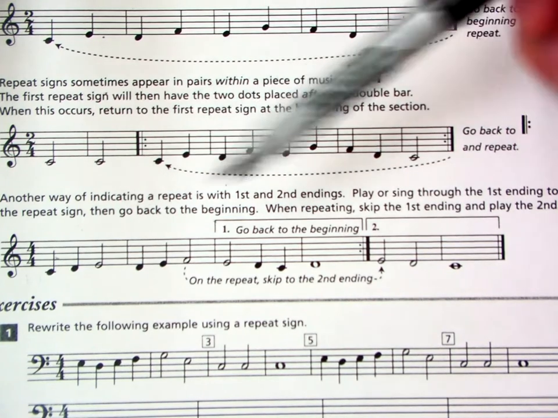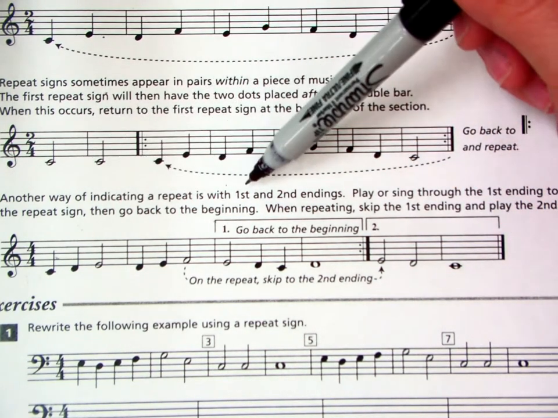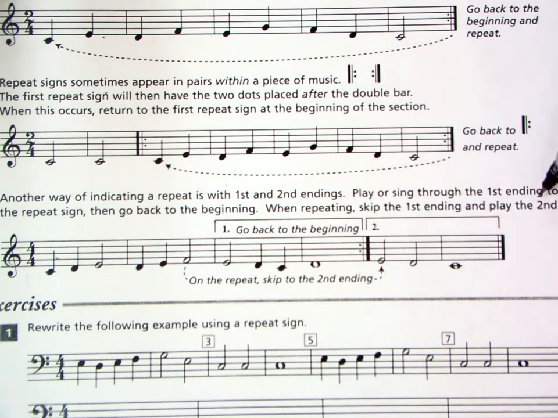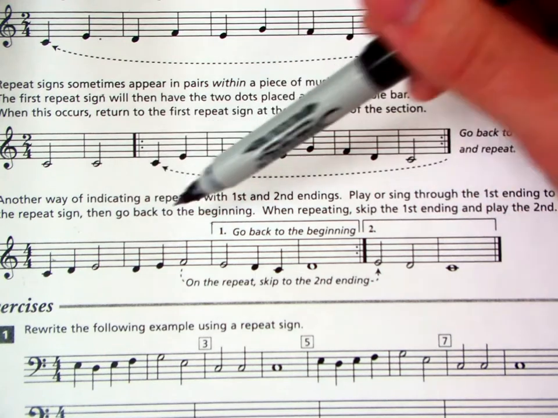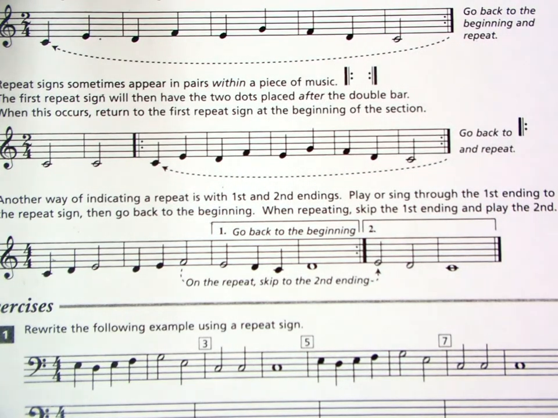Alright, and then the last way that we use repeat signs, it's a different term and a different way that they look, but it's still kind of a repeat. We use first and second endings. So another way of indicating repeat is with first and second endings. Play or sing through the first ending to the repeat sign, then go back to the beginning. When repeating, skip the first ending and play the second.